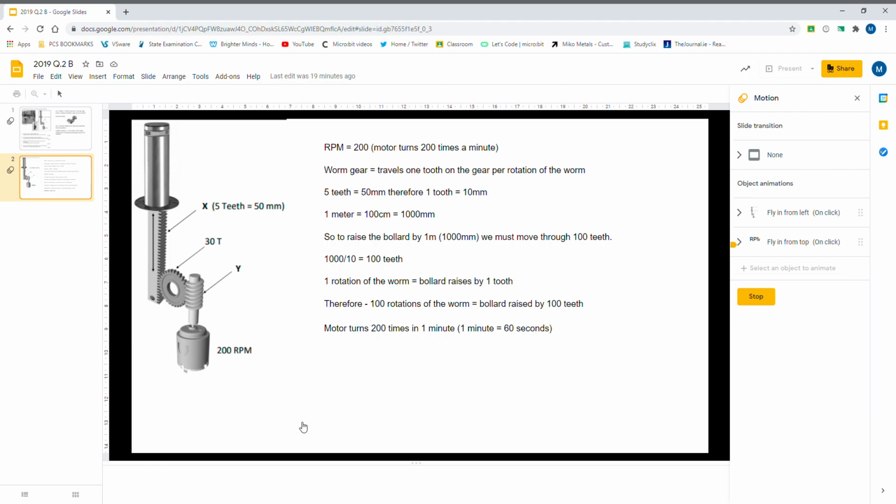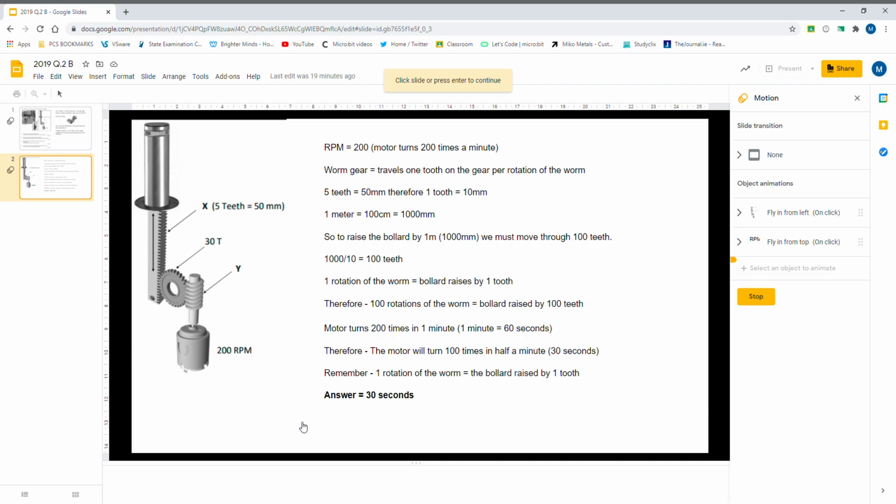The motor turns 200 times in 1 minute, and we know 1 minute is equal to 60 seconds. Therefore, the motor will turn 100 times in half a minute, which is 30 seconds. We must remember that one rotation of the worm is equal to the bollard raised by 1 tooth. So our answer there is 30 seconds. So it's not too bad.